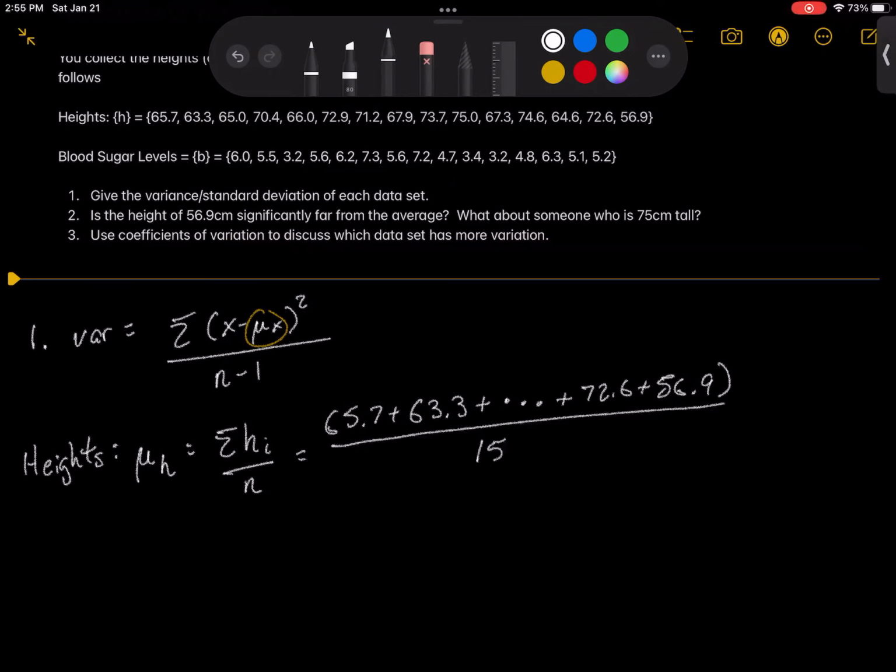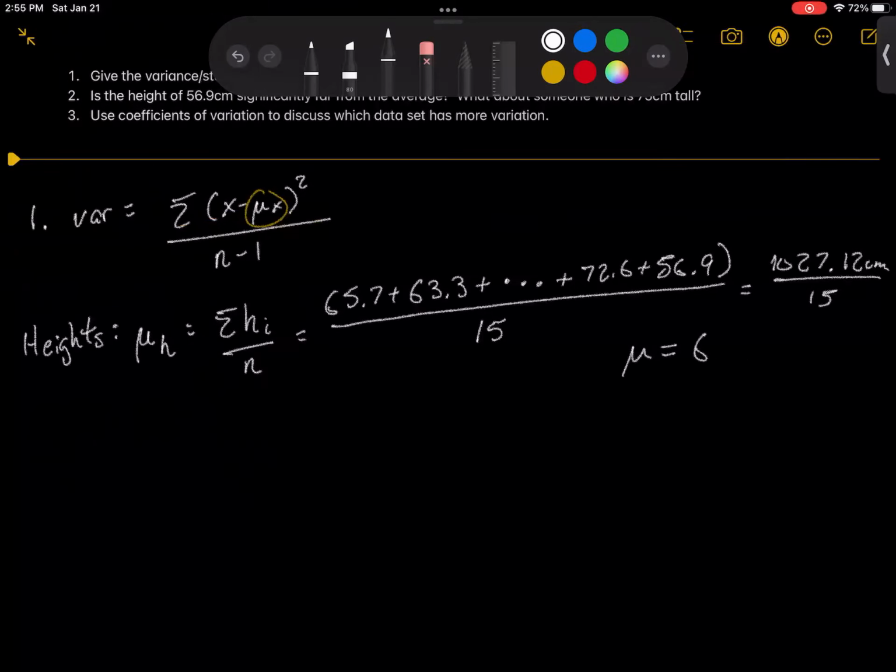Here we have 15 people. So the sum of all the height data gives you 1027.12 centimeters divided by 15, which gives us an average of 68.475 if we go out to 3 decimal places. Okay, now that we have that average, let's plug it into our equation here.